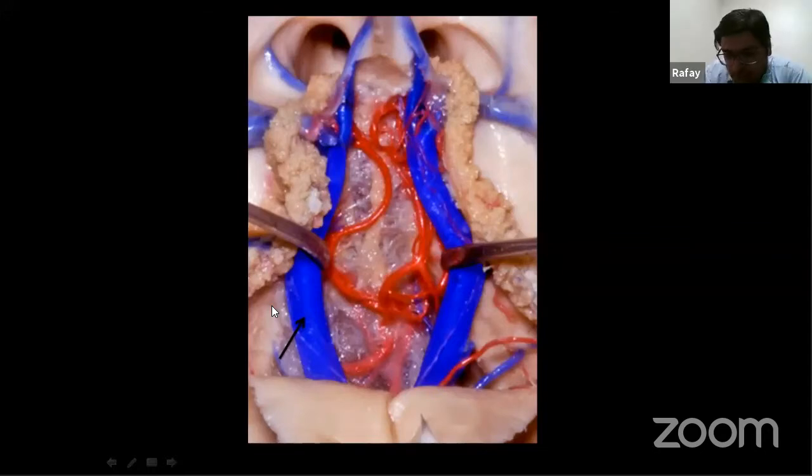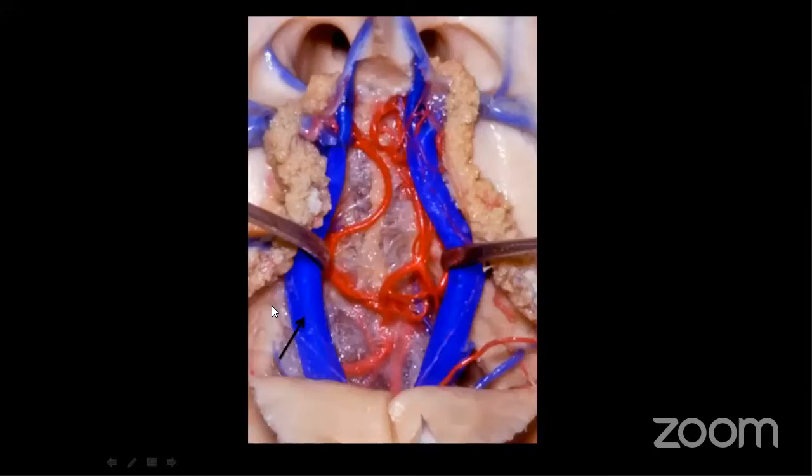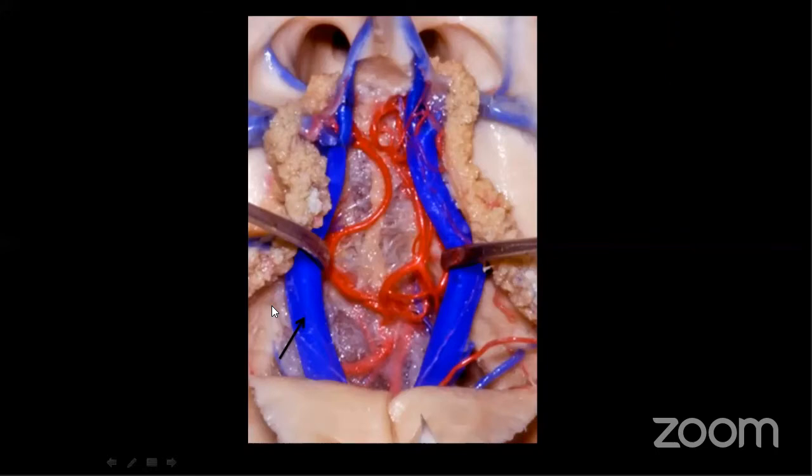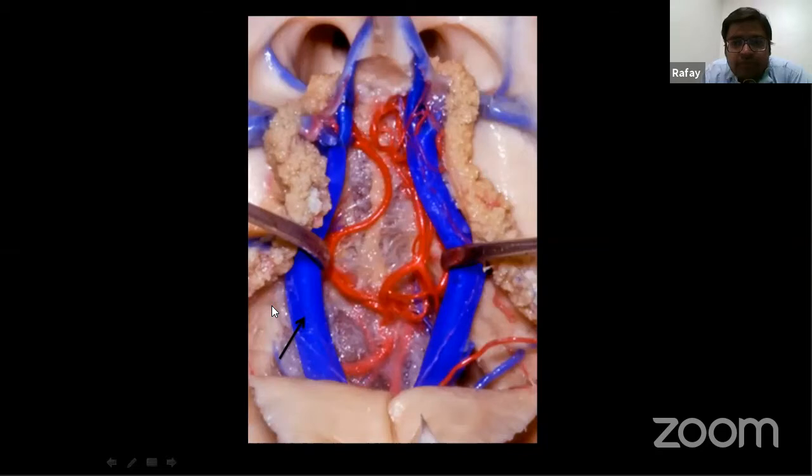Yes, and how does this form? Anyone else? Okay, Ali. It is formed by the thalamostriate and septal vein. Yes, they combine together and form the internal cerebral vein. Correct. It is formed by the thalamostriate and the septal vein.